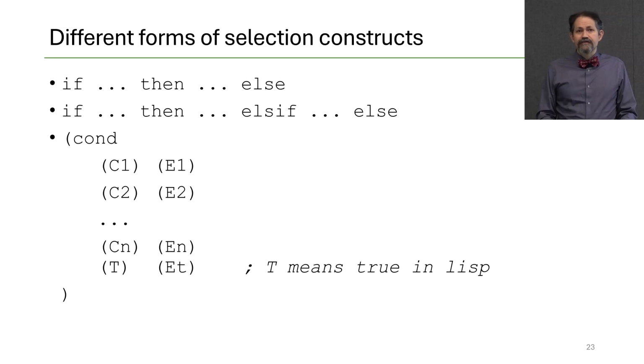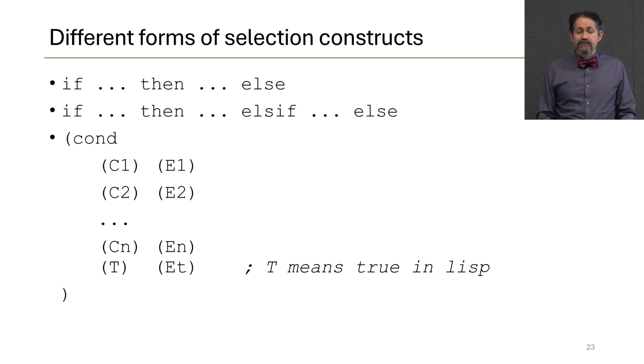Selection is more interesting. The most simple selection construct is our familiar if-then-else. Again, the else clause may be optional. But it's pretty frequent to string a bunch of if statements together. And some languages provide constructs with an else if. So we can write if some condition holds, then do something, else if some other condition holds, then do something, else if, and so on until we're done with an else clause at the end.